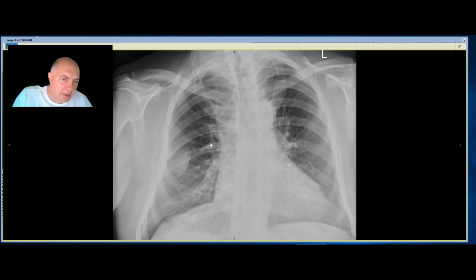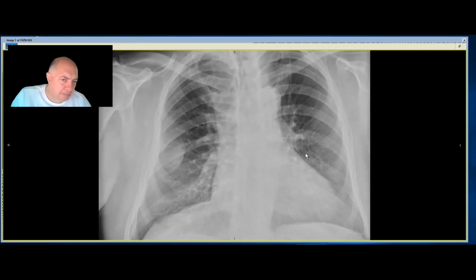This x-ray, and I'll give you a few moments to look at it first. You could pause the video for now. See if you see the abnormality. Okay, so for those of you who have seen it, well done.